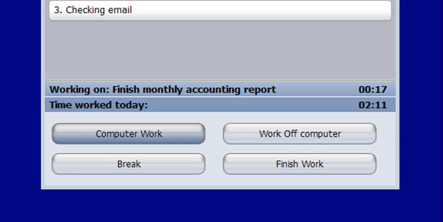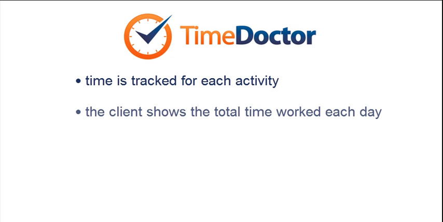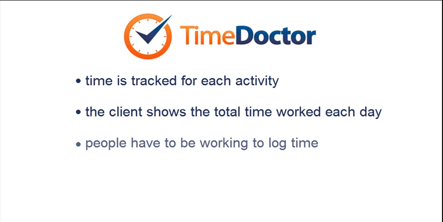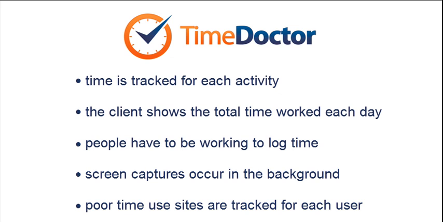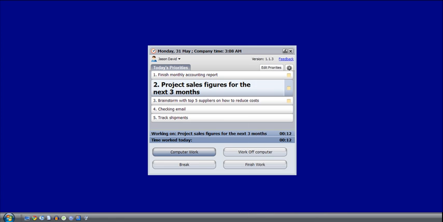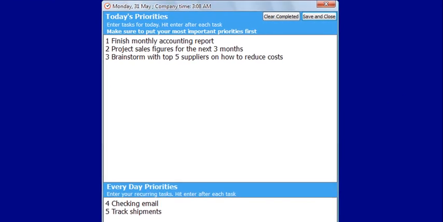To recap, the Time Doctor desktop client will track time for each activity and for the current workday. Users have to be at the computer and doing something on the computer for time to be tracked. Screen captures occur in the background, and any poor time use is tallied and sent in a weekly report to a manager. Apart from making sure your staff are actually on the job, the desktop client also provides a smart way to keep everyone focused on completing their most important tasks every day.